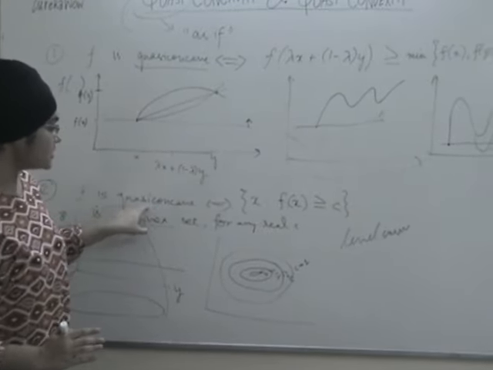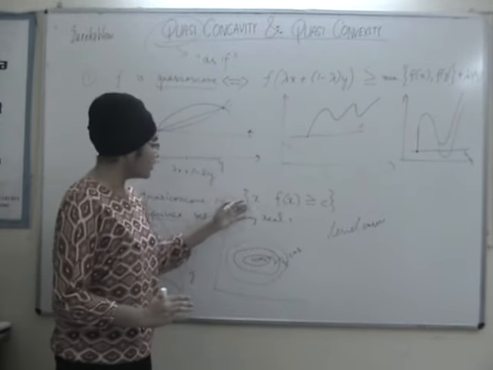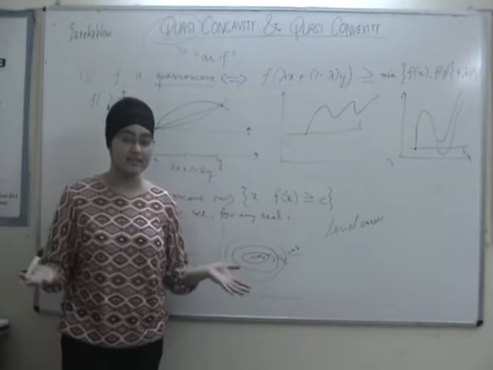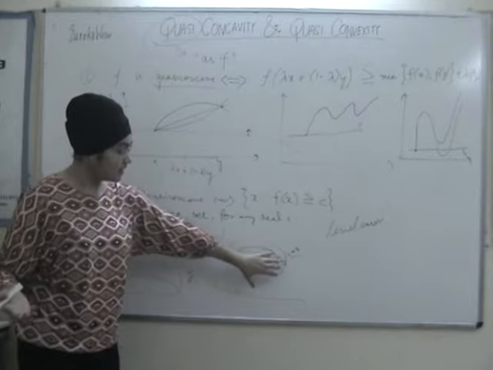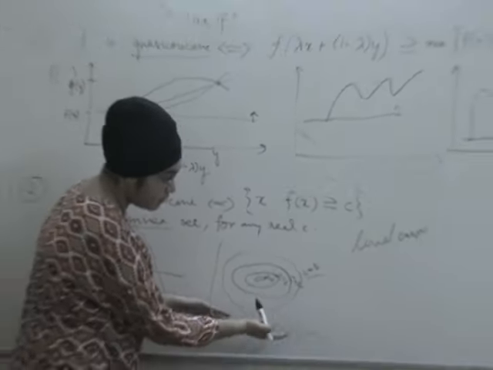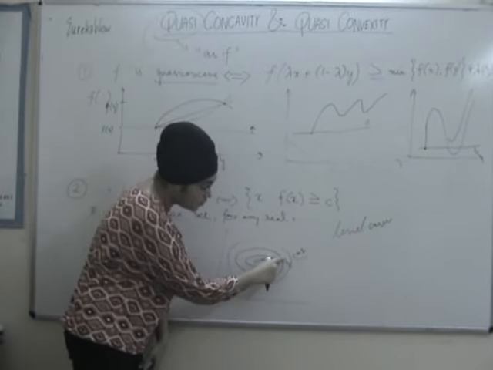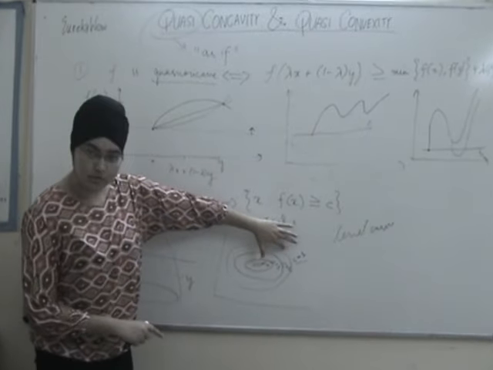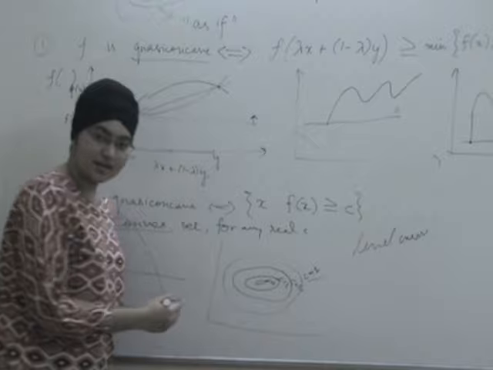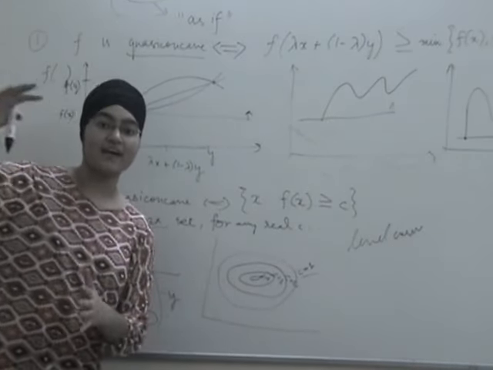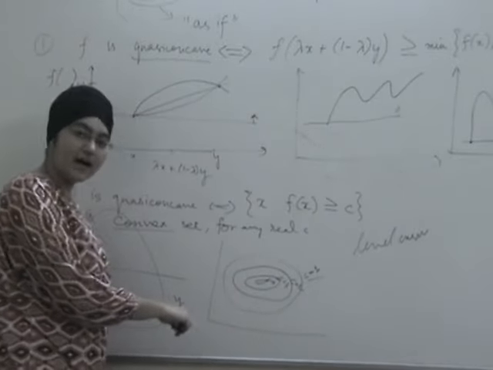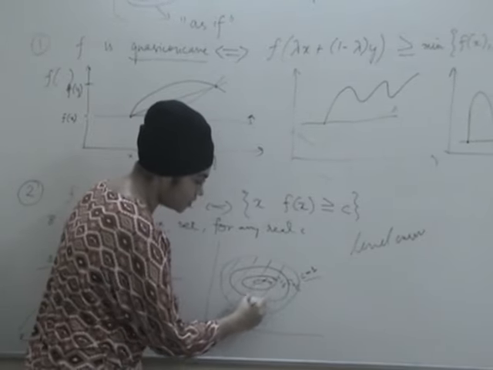Now, the definition says upper contour set should be convex for all c. Let's say I take c equals 1. What is the upper contour set? All the x's for which f(x) is greater than 1. And what are they? They lie within this outer circle. For c equals 2, this is at a higher height than c equals 1, and the third contour is at a higher height than the second one. So all points inside the outer circle, all the f values corresponding to those points are at a higher height, right? So that's why the upper contour set for c equals 1 is nothing but the inside area of this outer circle. This is my upper contour set for c equals 1.